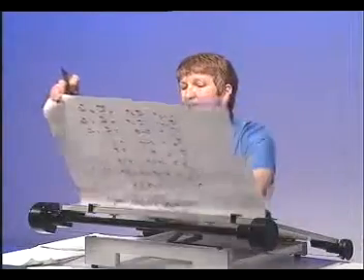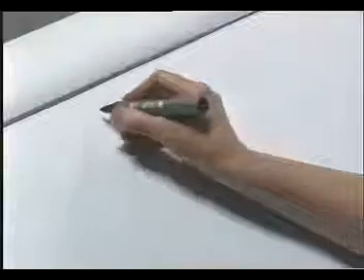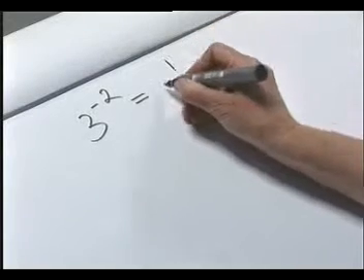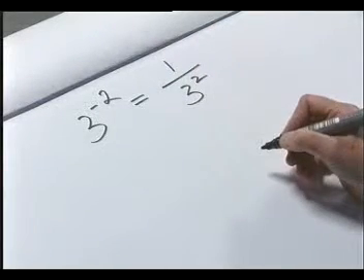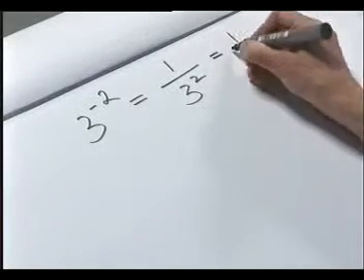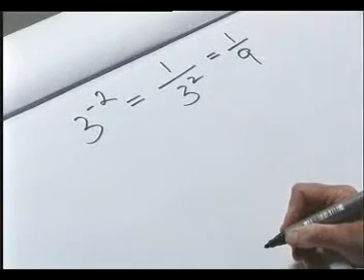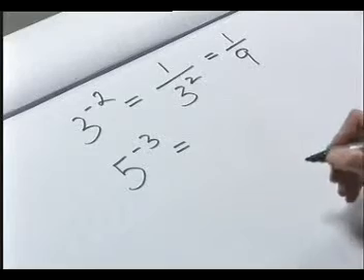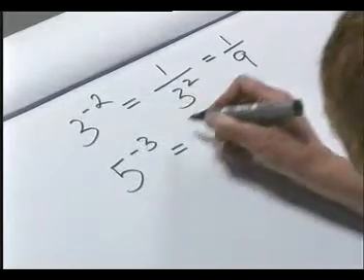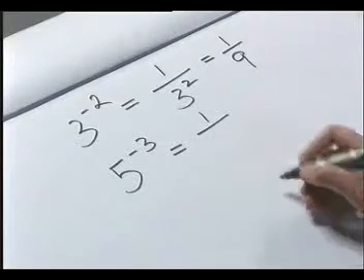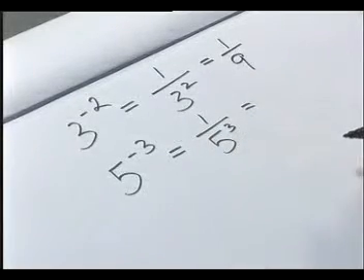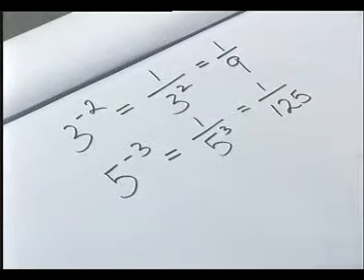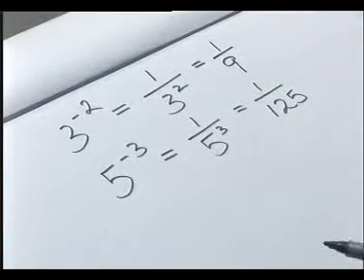So if I had this example, 3 to the negative 2, we can write that as 1 over 3 squared. And 1 over 3 squared is the same as 1 over 9. What about this one? 5 to the negative 3. How can we rewrite that, and what's its value? Well, the negative 3 means it's 1 over 5 cubed. And 5 cubed is 125. So 5 to the negative 3 is 1 over 125.